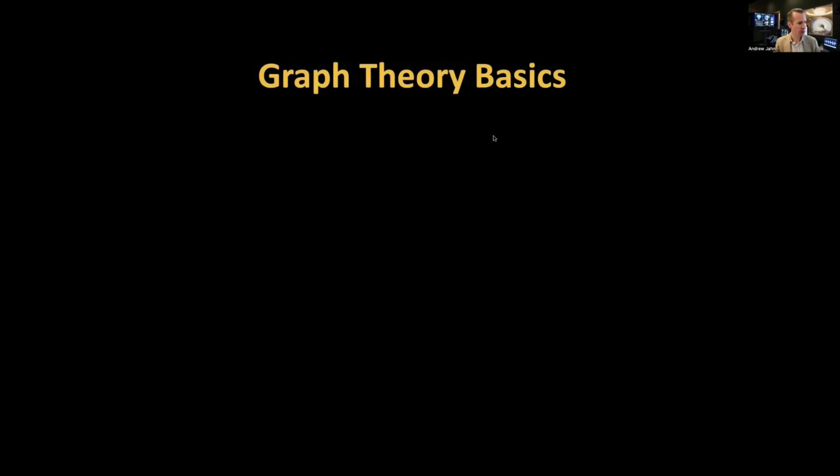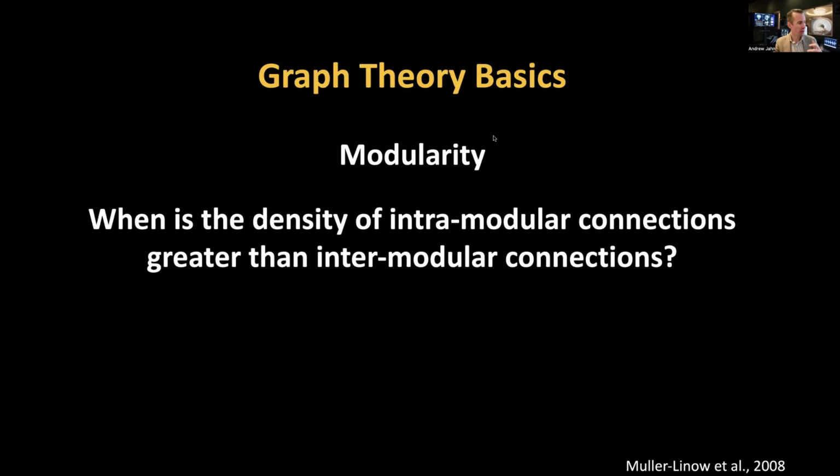The last thing about graph theory I want to mention is that we conceptualize these different clusters of nodes as modules. The simplest way to think about this is the lobes of the brain. We all know about the frontal, parietal, occipital, temporal lobes. That's psychology and neuroscience 101. You'll learn it at some point.